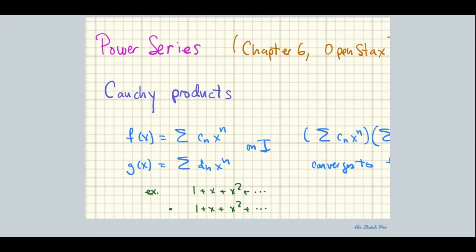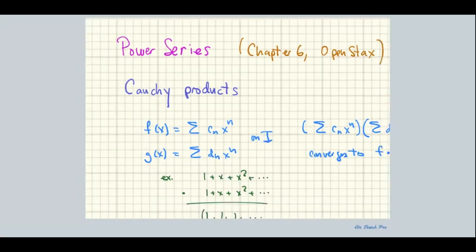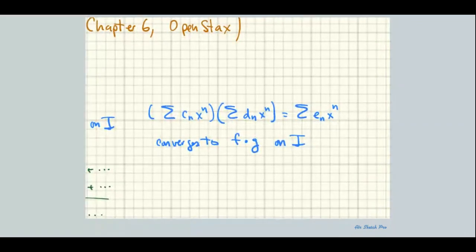So if we've got two functions, f and g, what does it mean to multiply them together on their power series? Well, if I multiply their power series, I'll get another power series, right? Like you multiply two polynomials, you get a polynomial. And that new power series will have its own coefficients. The coefficients of the first function determine the power series, and the coefficients of the second determine the power series.